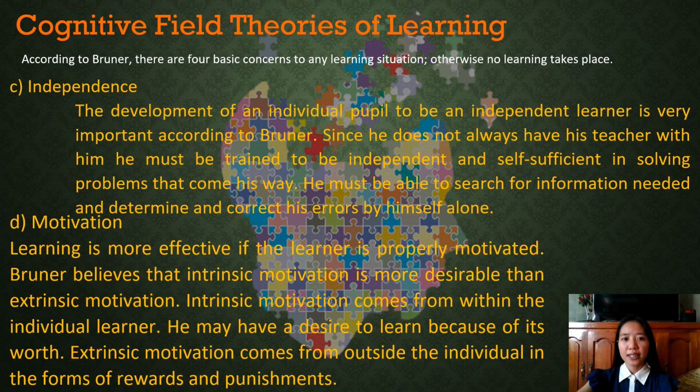Third concern is independence. The development of an individual pupil to be an independent learner is very important according to Bruner. Since he does not always have his teacher with him, he must be trained to be independent and self-sufficient in solving problems that come his way. He must be able to search for information needed and determine and correct his errors by himself alone. This will enable the child to discover his innate capacities that may aid in his independent learning.